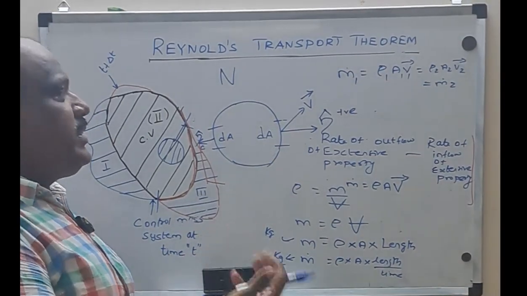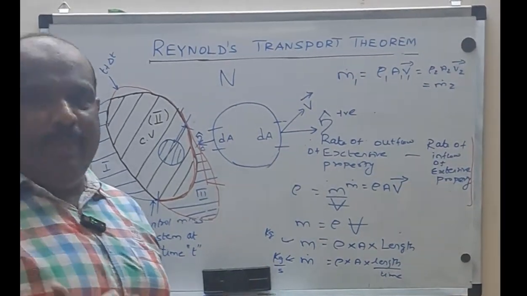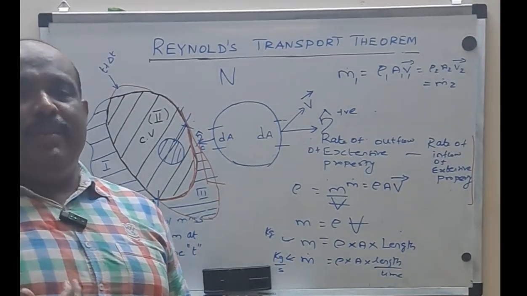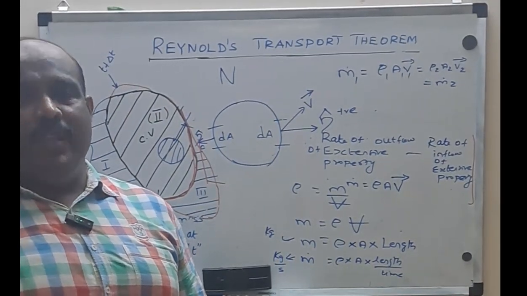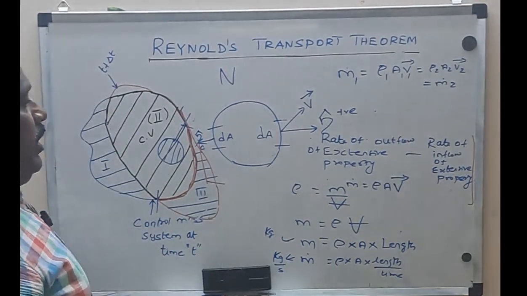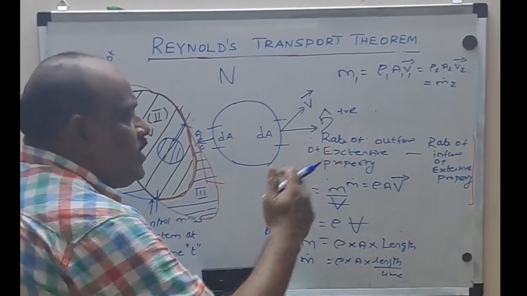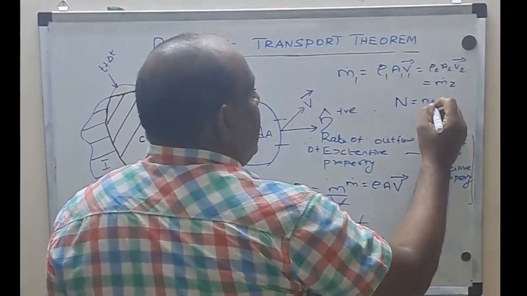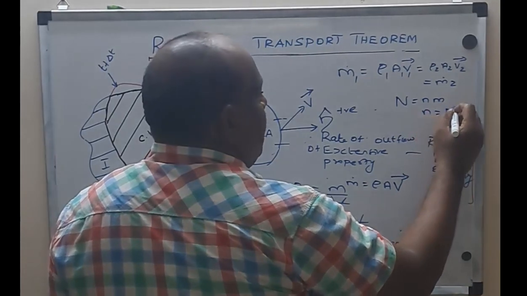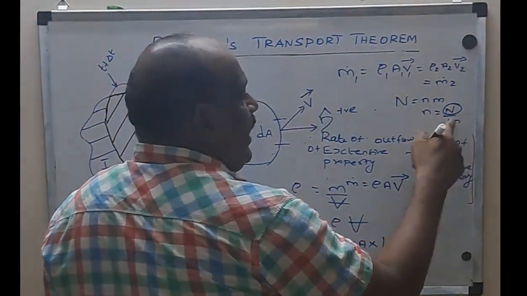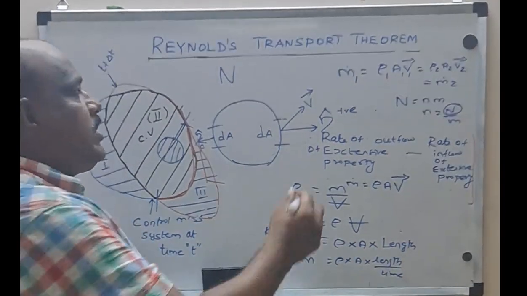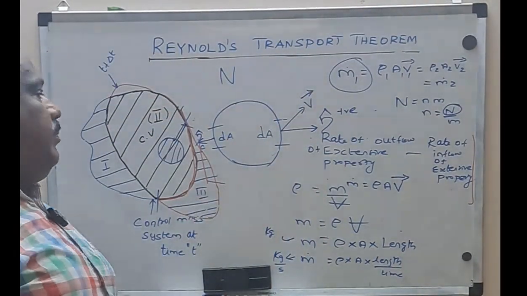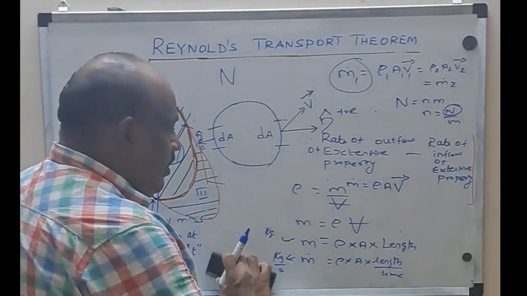Why do I want to tell this m dot now? That may be your question. Why are we trying to derive m dot equals rho 1 A1 V1, which equals rho 2 A2 V2? Because now the rate of outflow of the extensive property, capital N, will be equal to small n into m, because n equals capital N by m. So first of all, I have to find what m is. Now, to find m, I will erase this one.